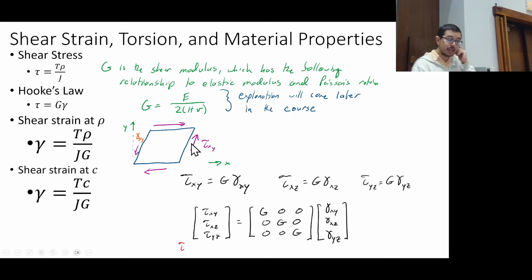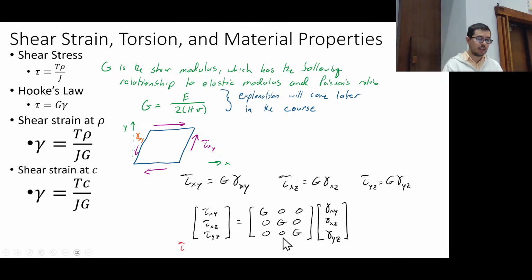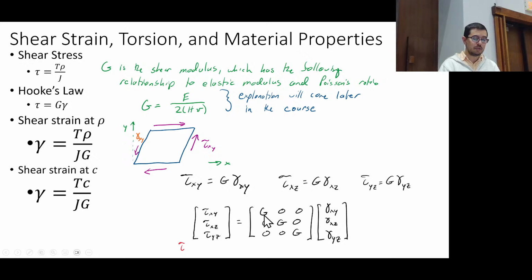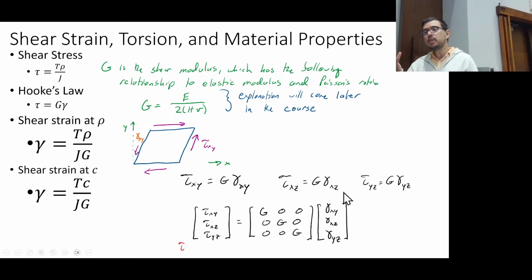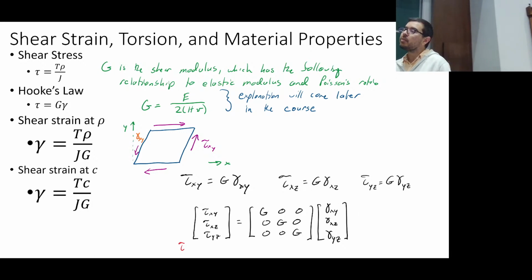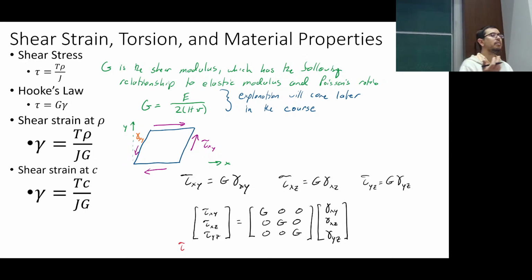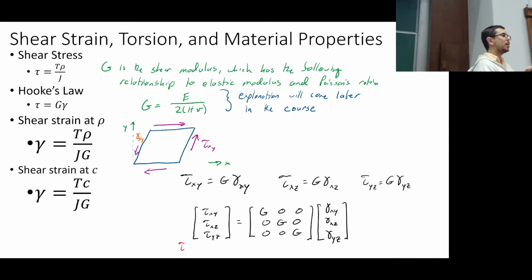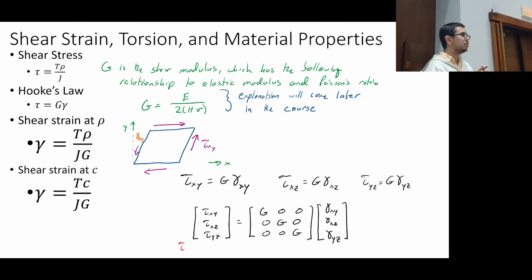Another way, if you want to represent this with a matrix, and this is a very simple matrix, is that we could say tau xy is equal to G times gamma xy. Just like that. So these are all those relationships. Just like if you have uniaxial loading in the x direction, sigma x is equal to E epsilon x.